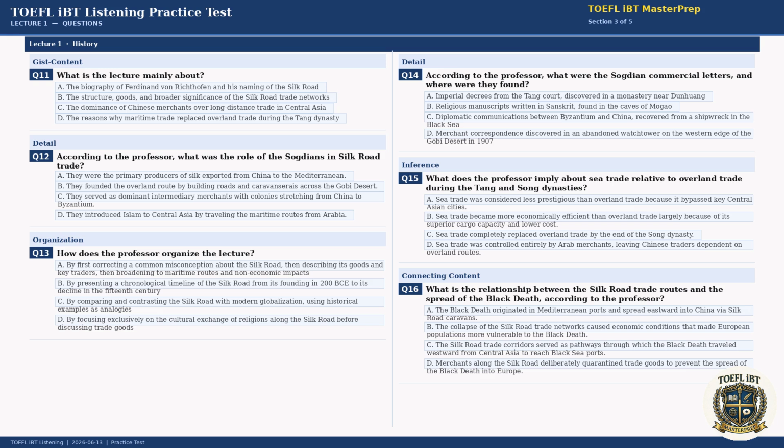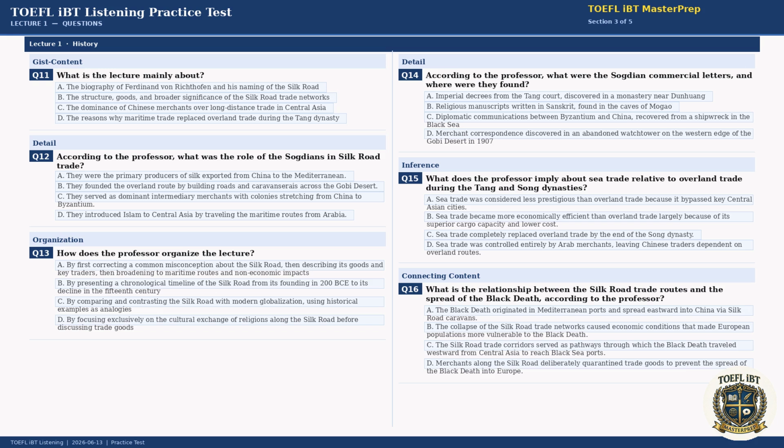And critically, the routes also carried ideas. Buddhism spread from India into Central Asia and China along these very corridors. Islam later traveled the same paths westward and eastward. One important structural point: most merchants didn't travel the entire length of the route. Instead, goods passed through a series of middlemen, traders who specialized in one segment of the journey.